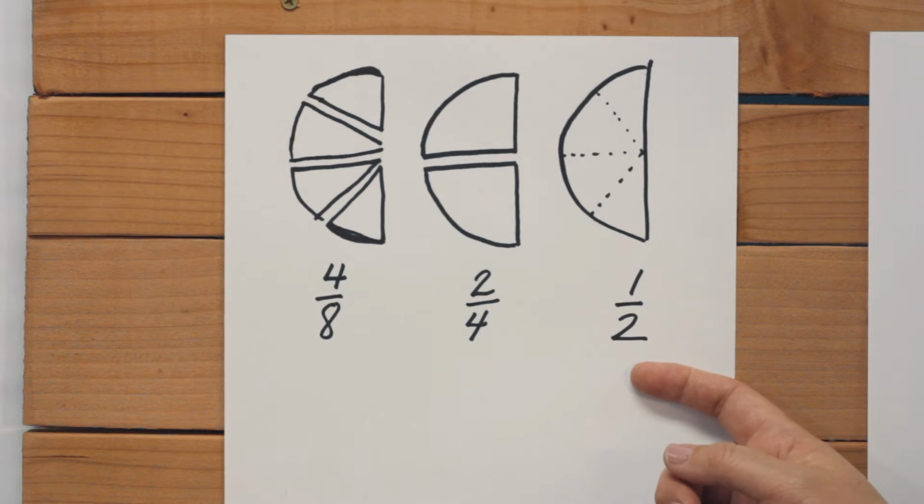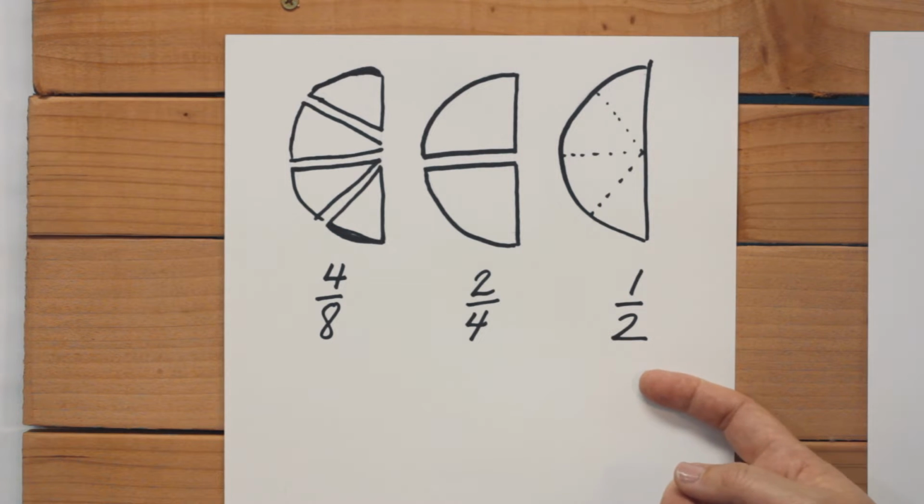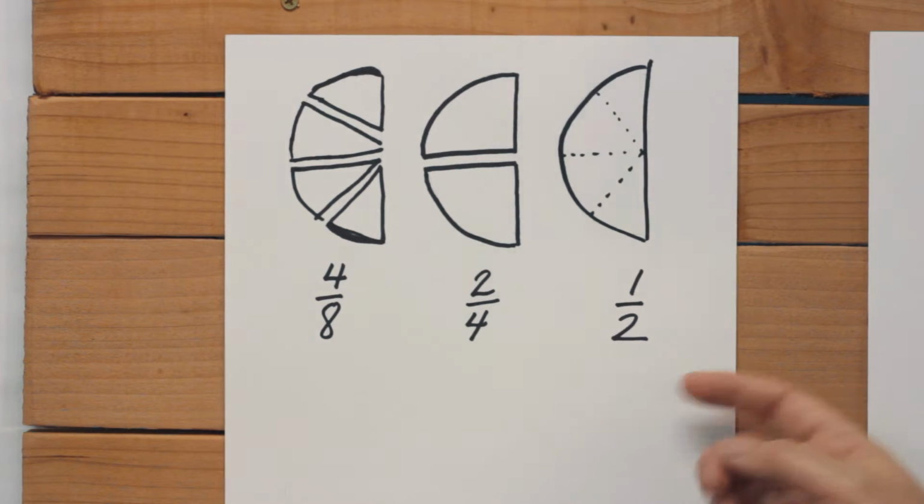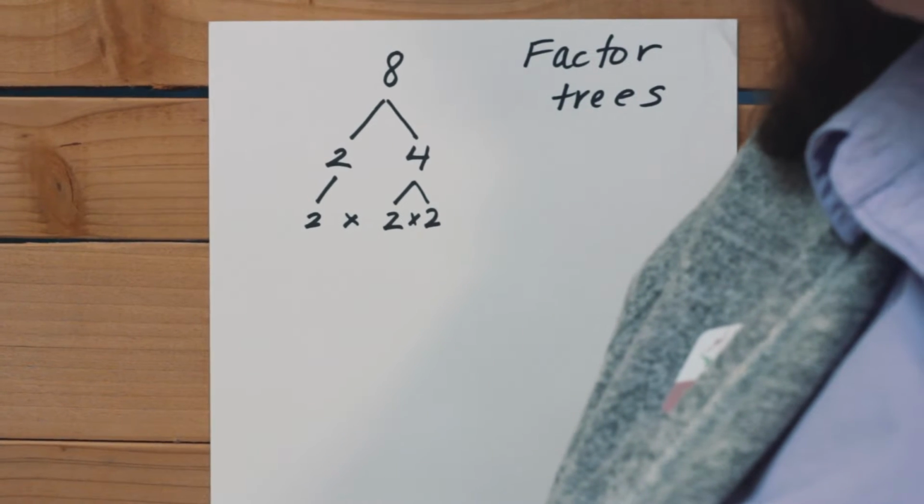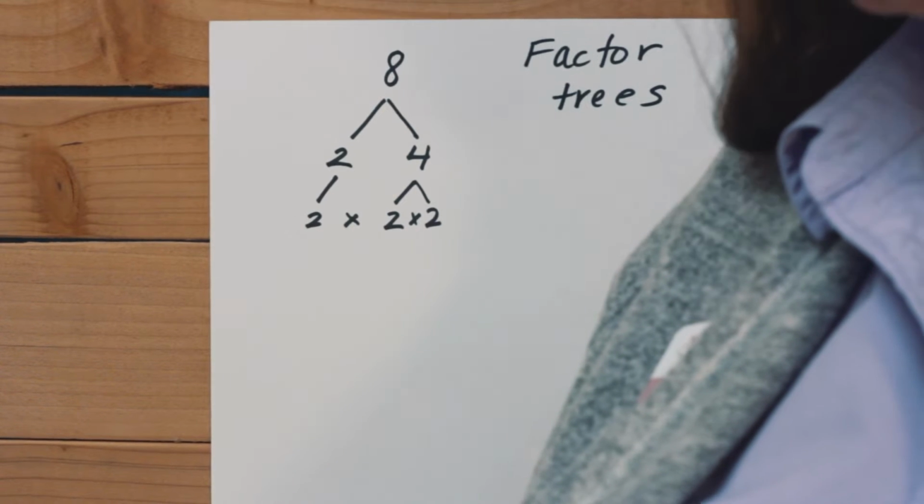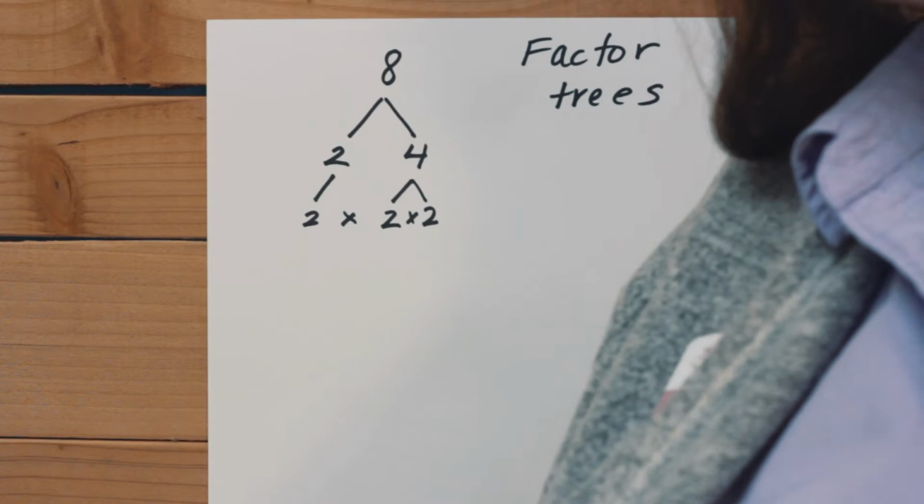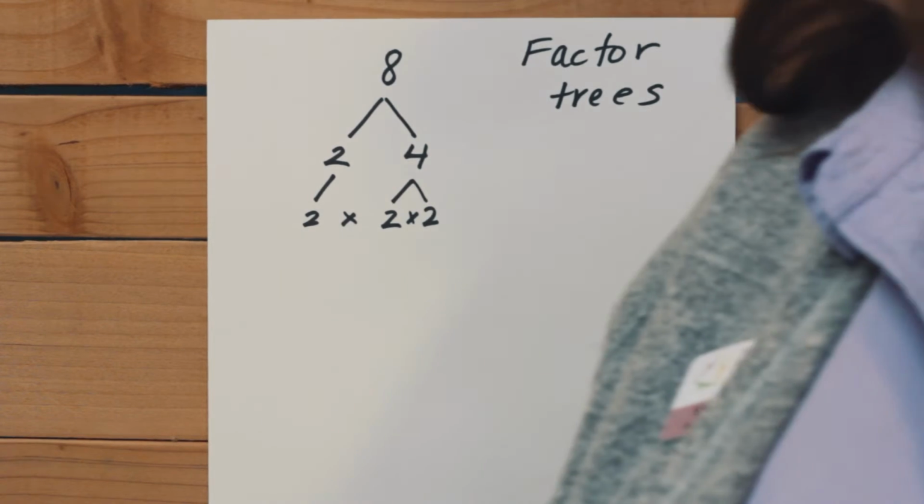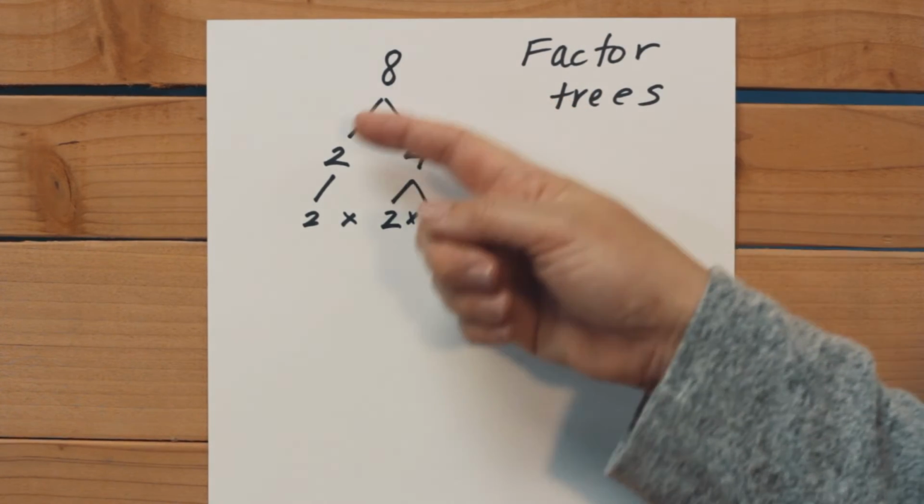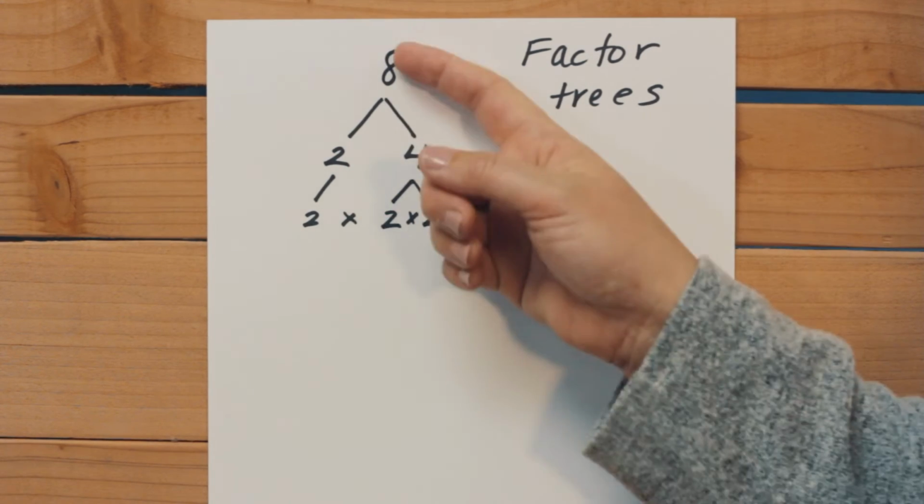Well, we simplify our fraction, and that simply means we put it in simplest form. To simplify a fraction, you're going to divide the top and bottom number, the numerator and the denominator, by the highest number that can divide into both. It's exactly like our factor trees. We're trying to find the factors and a common factor.